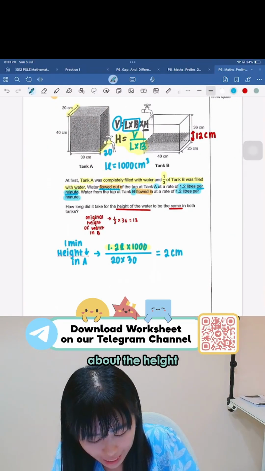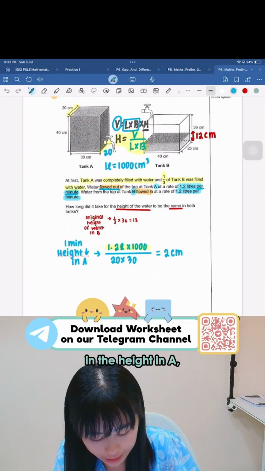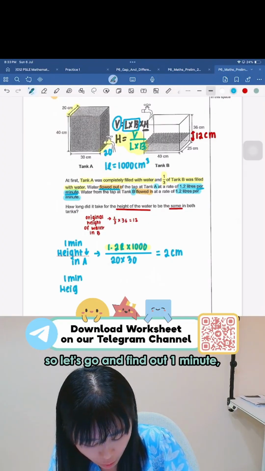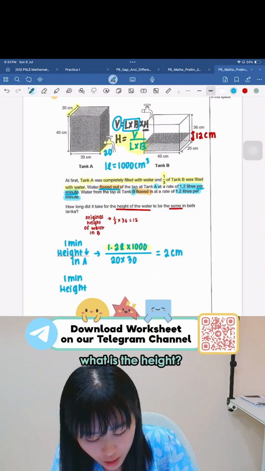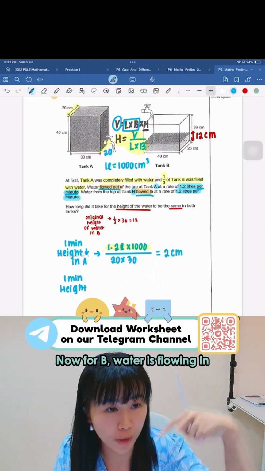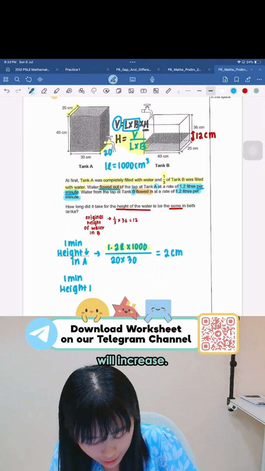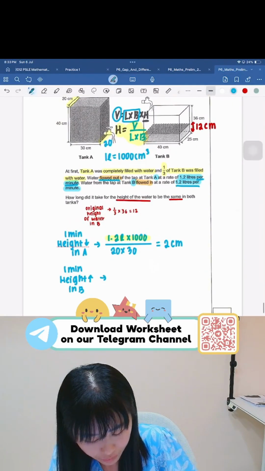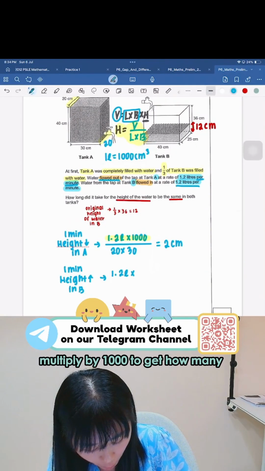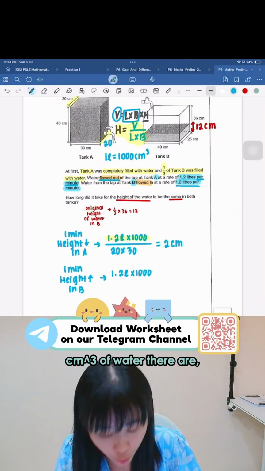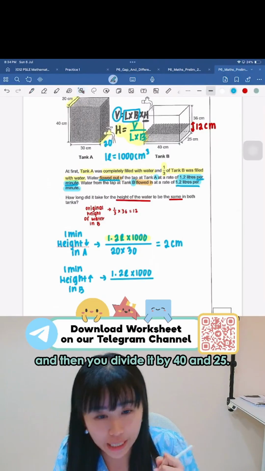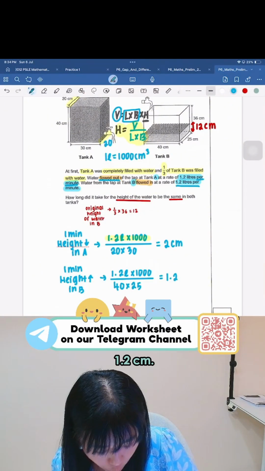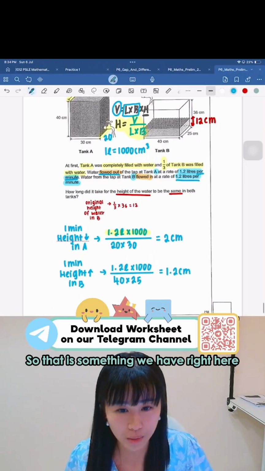Now, remember, they asked us about the height. So I not only need to focus on the height in A, I also need to focus on the height in B, correct or not? So let's go and find out 1 minute, okay? What is the height? Now, for B, water is flowing in. Flowing in means your height will increase, okay? So if the water flowing in is 1.2 liters, you're going to take 1.2 liters, multiply by 1000 to get how many cm cube of water there are. And then you divide it by 40 and 25. If you do that correctly, 1.2 cm. Yeah, okay, so that is something we have right here.